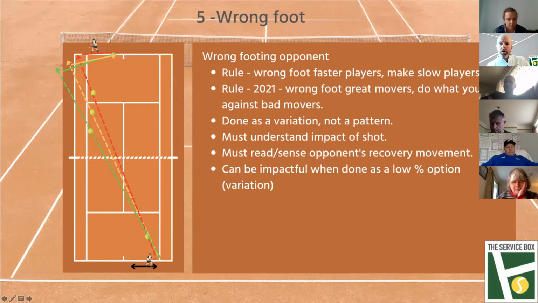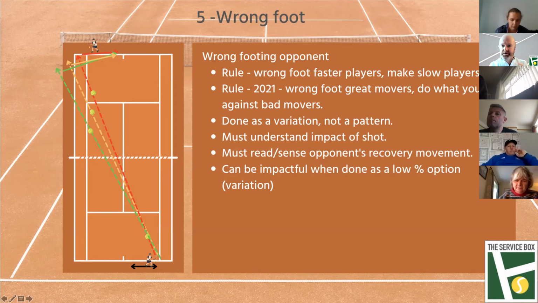Option 5, wrong foot the opponent. So if you think of the logic of this, if you're getting your players to move side to side, you're going to have opportunities to then throw in a variation of wrong footing. Now, don't get too hung up on these rules. I've done this a couple of times now and people are overthinking this. This is just a reframe of an old school rule.